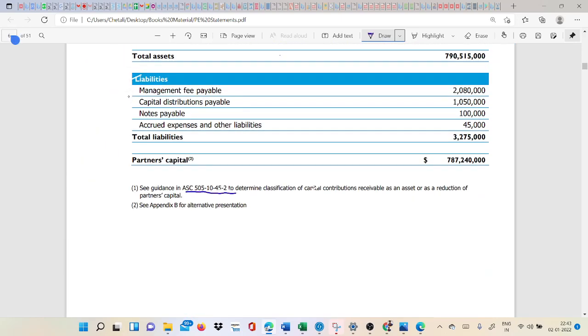See the liabilities: management fees payable, capital distributions payable, notes payable, which is any document or obligation they have signed, so they will call it a note. Then accrued expenses and other liabilities, and the rest would be the partner's capital.